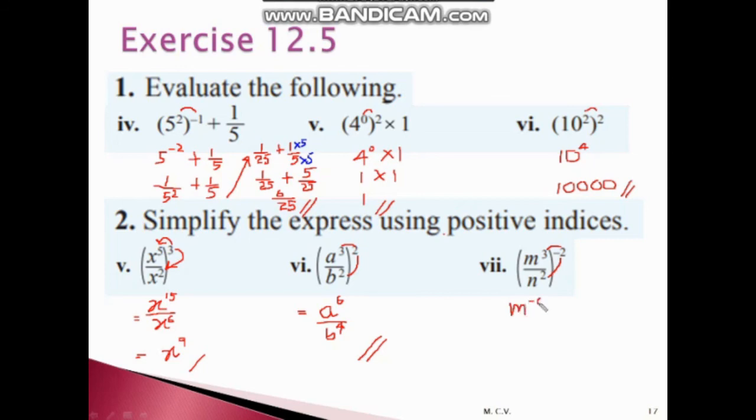Next one, multiply 3 by minus 2, minus 6. 2 into minus 2, minus 4. So n to the power minus 4 and m to the power minus 6. Now we have to convert that into positive index form. So you have to change the position. Then n to the power minus 4 goes to the numerator as n to the power plus 4. m to the power minus 6 goes to the denominator as m to the power plus 6.